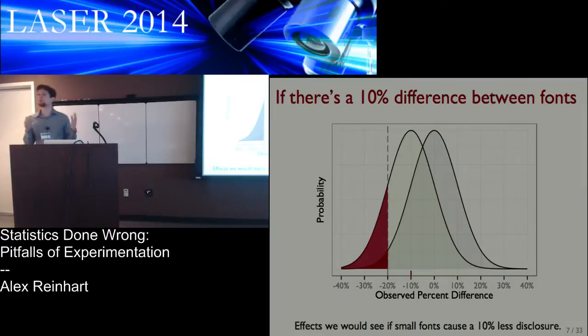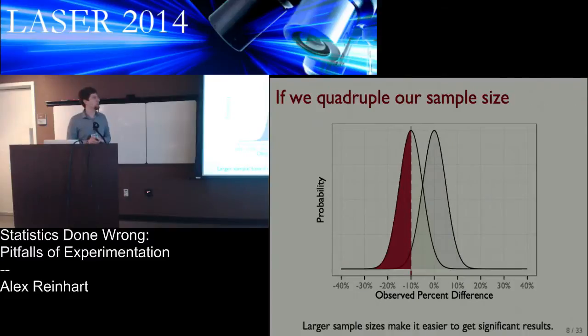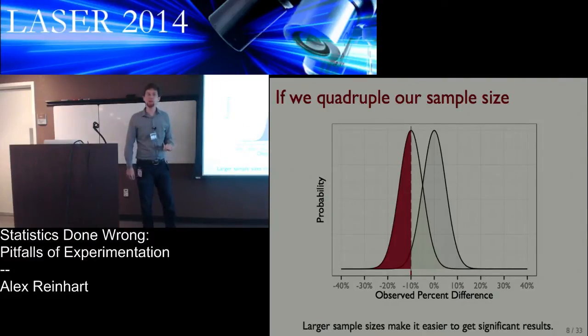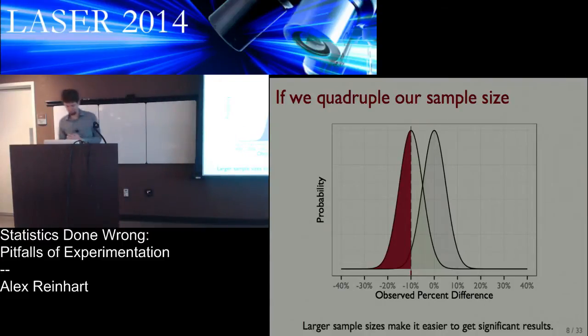So this is a problem of sample size. Because our sample is too small, that random variation is large, those curves are wide. If I quadrupled my sample size, those would be half as wide. And with the quadrupled sample size, now when I choose my threshold for statistical significance, it's at 10% instead of 20% because there's less random variation. So now it's much easier to get a statistically significant result when font really does cause a 10% decrease in disclosure.